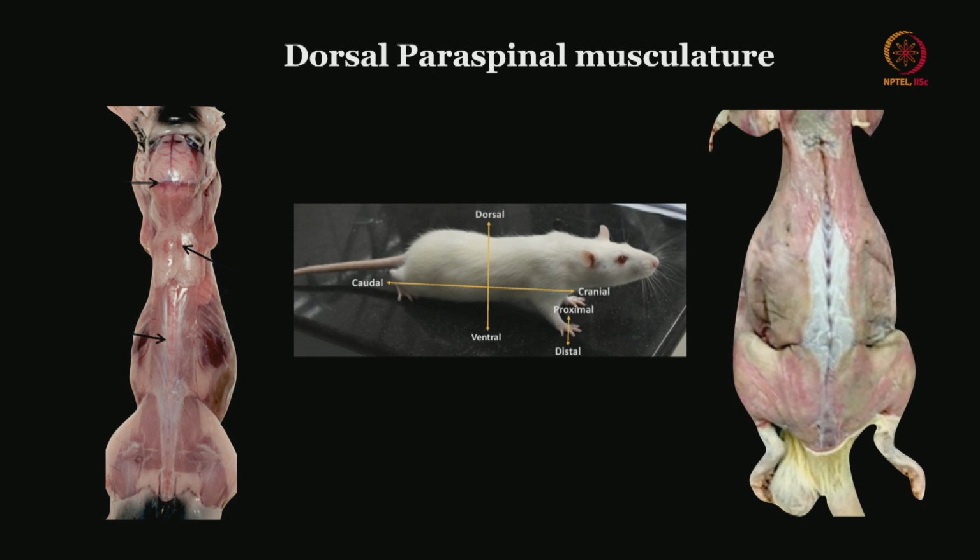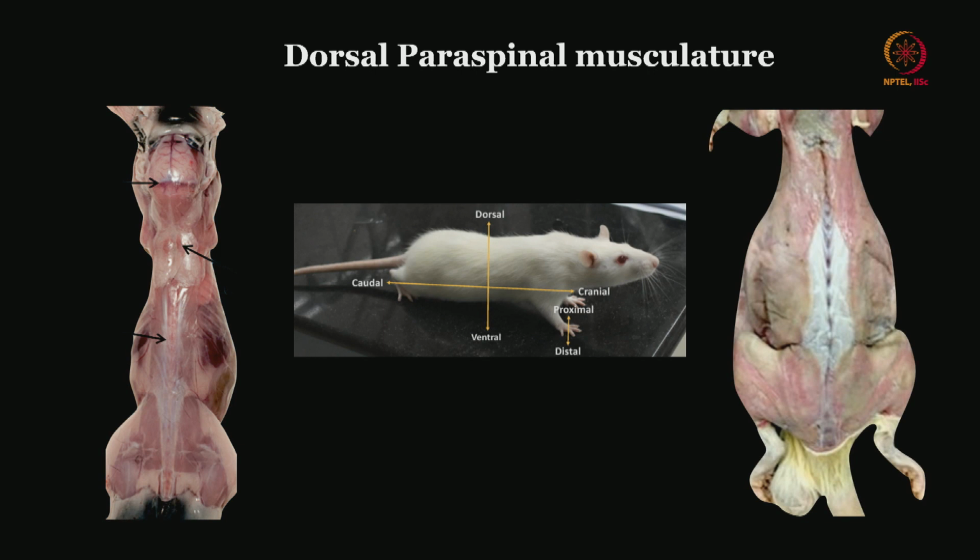So this is very important to understand. As I said, it's not really that important to remember each and every single muscle that comes here, but you all should understand what sort of dissection is required and what structures need to be cut to expose the underlying vertebra.